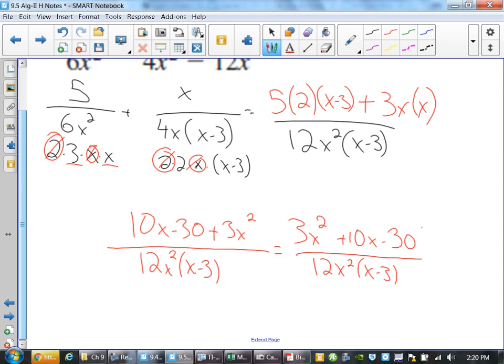Correct. But if I had a 0 of 3, that means I can do one of two things. I could synthetically divide by 3 real fast and see if I get 0. Or use your calculator. Put 3x squared plus 10x minus 30 in your y equals. Go to your table. It's just as fast. If you don't give us a calculator on the test, then you can do this.